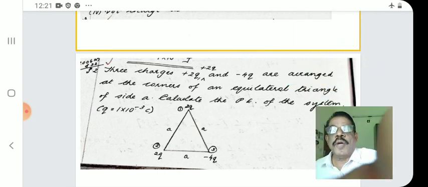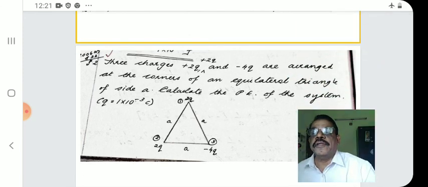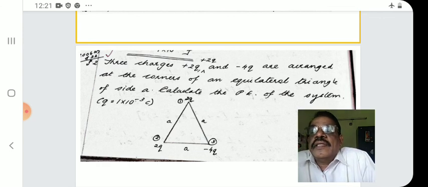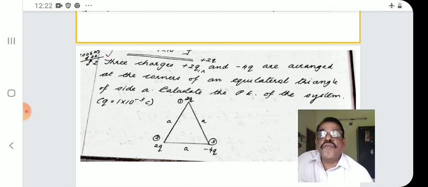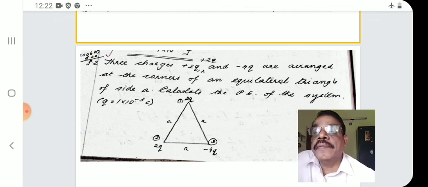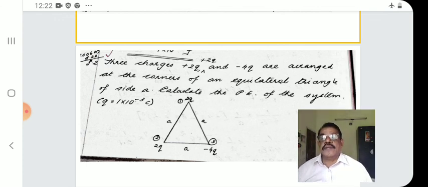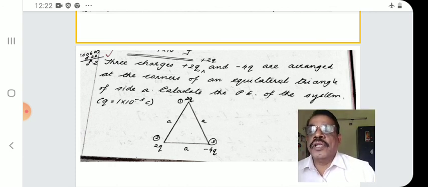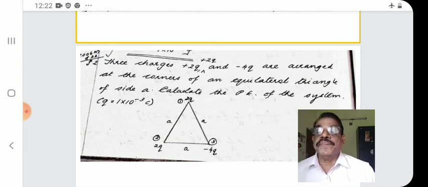And there is one problem. It's a repeated problem in the examination. You see, 3 charges plus 2q, plus 2q and minus 4q are arranged at the corners of an equilateral triangle of side A. Here A is given, so in the answer we have to write A also. Usually it may be 10 centimeter like that. Here it is A. Calculate the potential energy of the system. The value of Q is given as 1 into 10 raised to minus 3 coulomb.